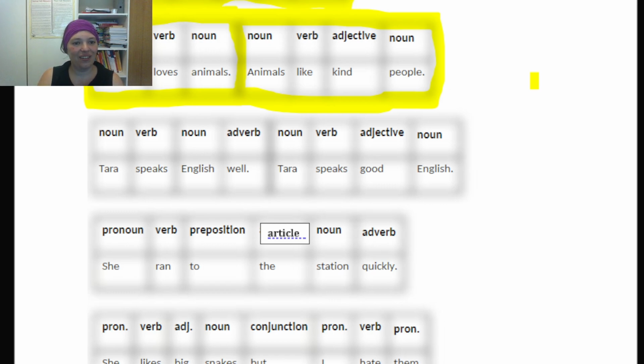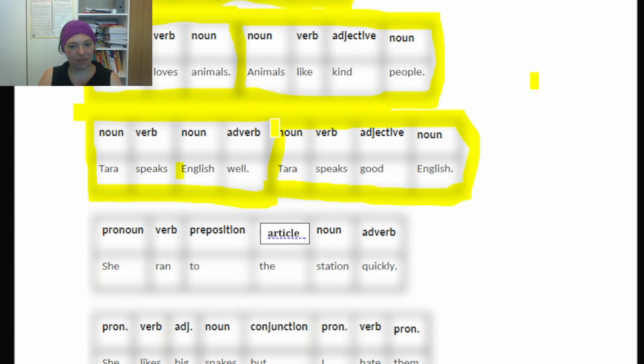Alright, so let's look at the next one. So here we've got a noun and a verb and a noun and an adverb. So Tara speaks English well. So how does she speak English? Well. So it's a proper noun because it has a capital letter and it tells us how she's doing something, so it's an adverb. Okay, the next one, Tara speaks good English.